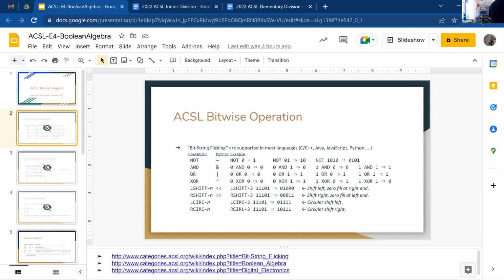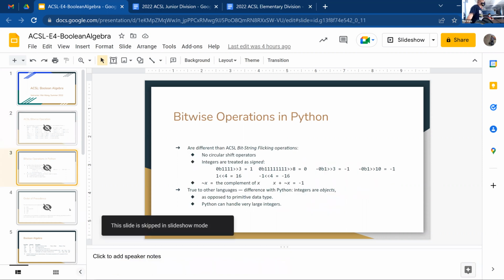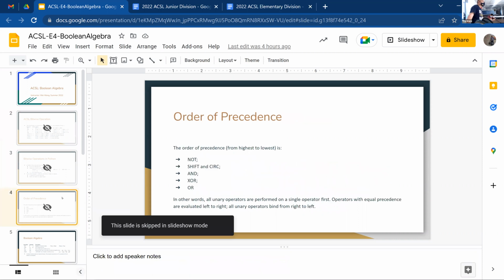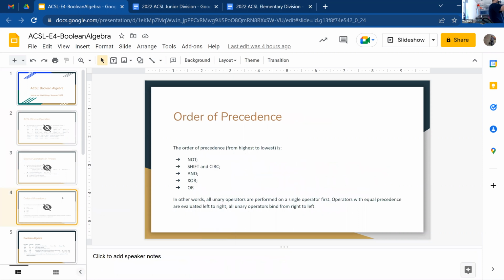And XOR means either or, but not both. So if they're both false, both 0, it's 0. Both 1 is also 0, not both, but either one, right? That's XOR. And then in bitwise operations, you can do shift, circular shift, those types of things. We're not going to deal with too much of that.